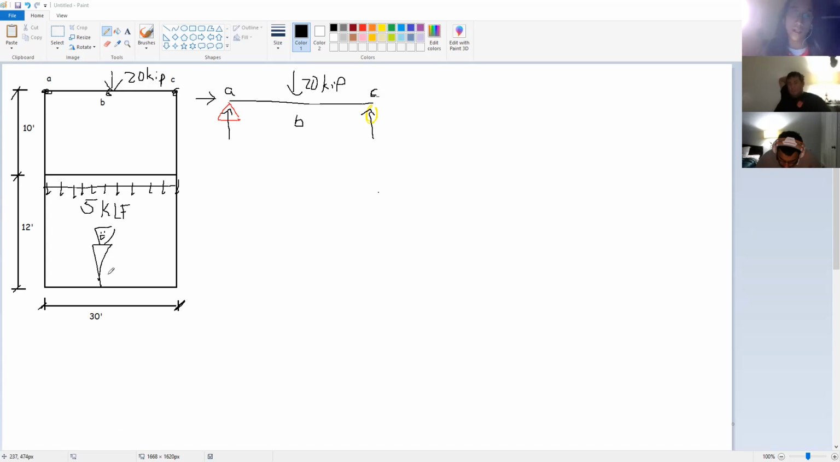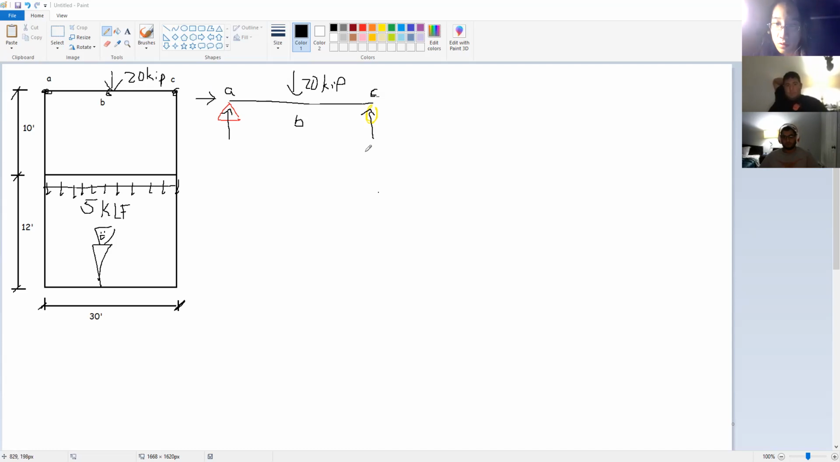So we have RYA right here, RXA right here, and RYC right here. We also have the 20 kips. So that's our four moments. I mean, four forces right now.